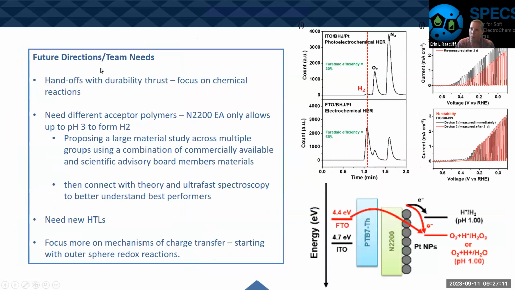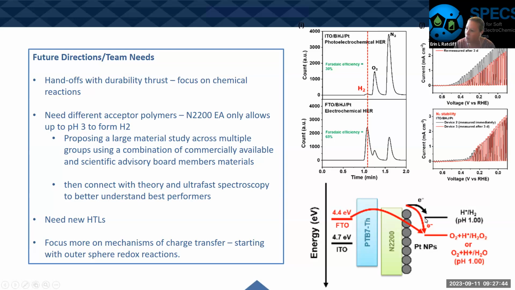All right, so where are we going? I think this needs to be a more integrated handoff with durability, focusing on the chemical reactions including the oxygen evolution, as well as the oxygen reduction and the consequences of hydrogen peroxide formation. Another thing that has become very apparent to us is that N2200 is not going to be a long-term photocathode material, just because of the electron affinity. It is too far from vacuum.